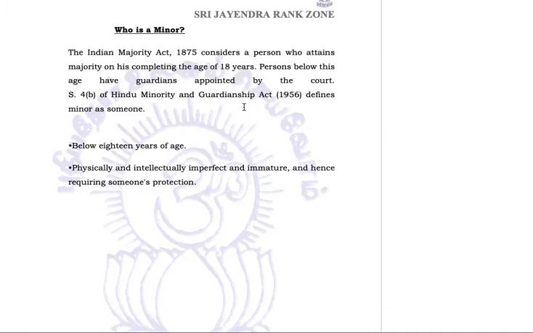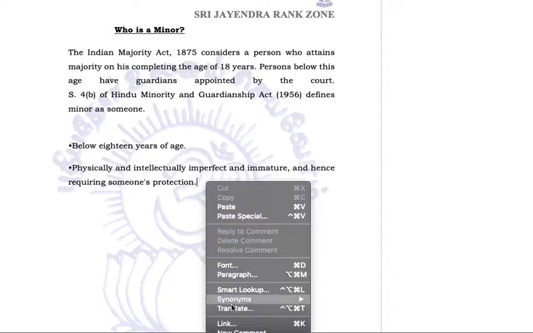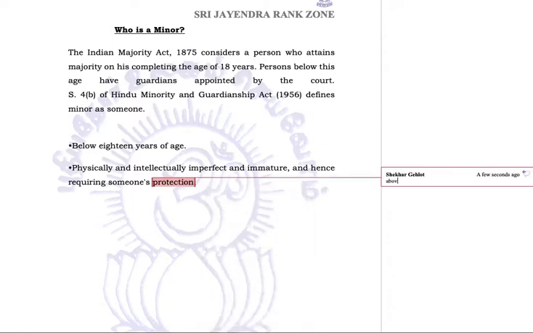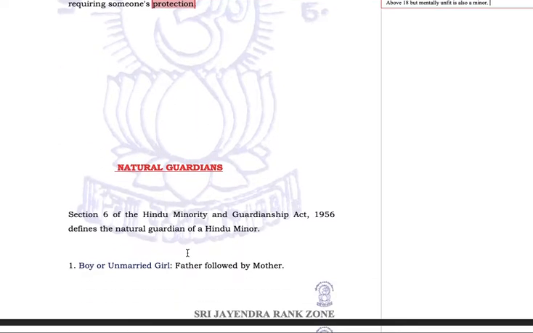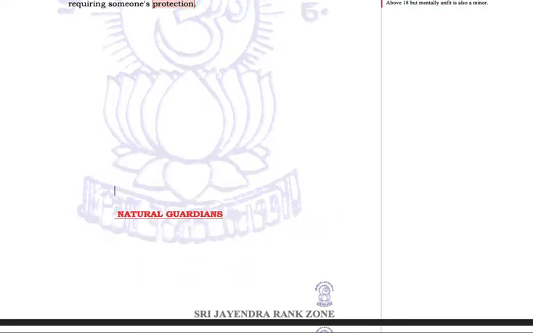The Hindu Minority and Guardianship Act defines a minor as someone below 18 years of age, physically and intellectually imperfect and immature, and hence requiring someone's protection. Okay, if someone is below 18 and healthy, he is a minor. If someone is above 18 but mentally unfit, okay. Now let us see types of guardians.